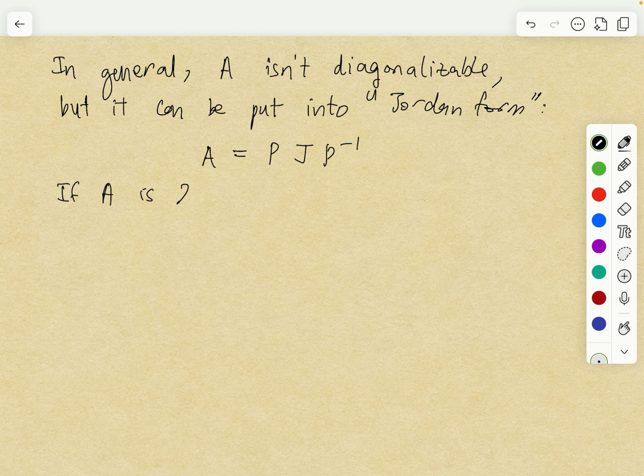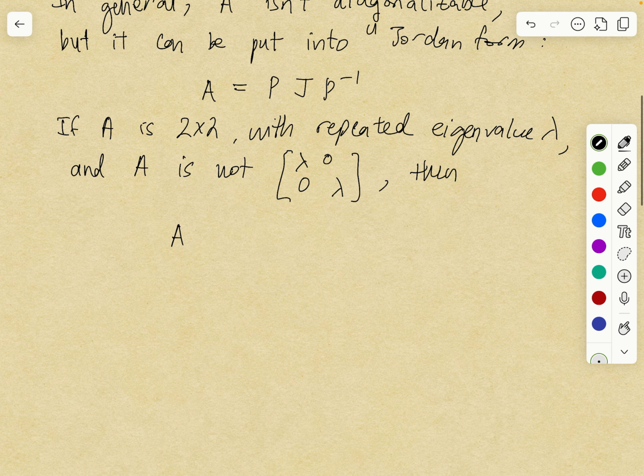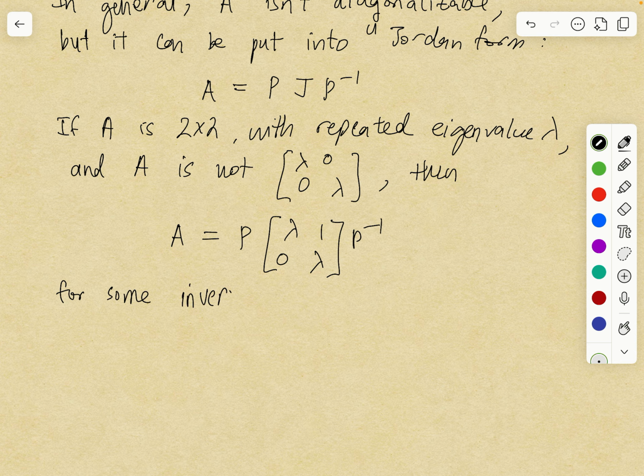So if A is 2 by 2 with a repeated eigenvalue lambda, and let's say that A is not the diagonal matrix with diagonal entries lambda, and A is not a diagonal matrix, then A will have the form P times this matrix, not diagonal, but almost a diagonal matrix, except with the 1 on the top right, times P inverse for some invertible matrix P.